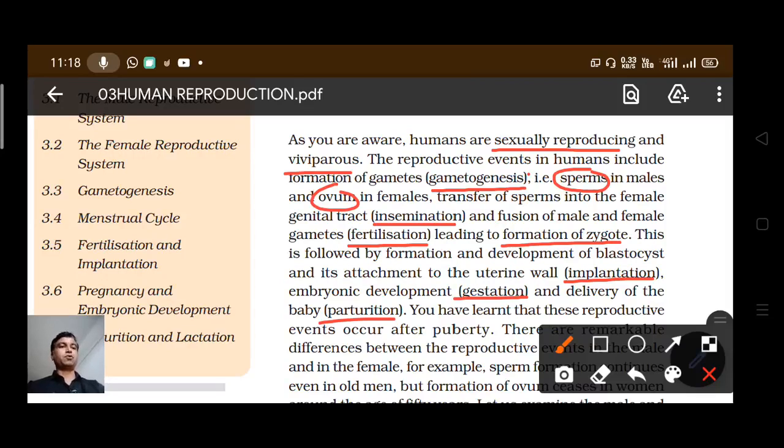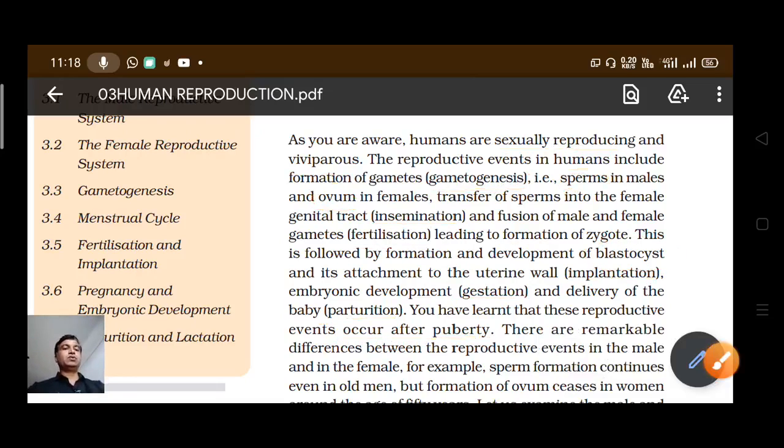It is followed by the formation and development of the blastocyst, and its attachment to the uterine wall is called implantation. After implantation, embryonic development occurs, gestation, and the delivery of the baby is called parturition. Clear? You have learned these reproductive events occur after puberty, that is when the male and female attain sexual maturity.